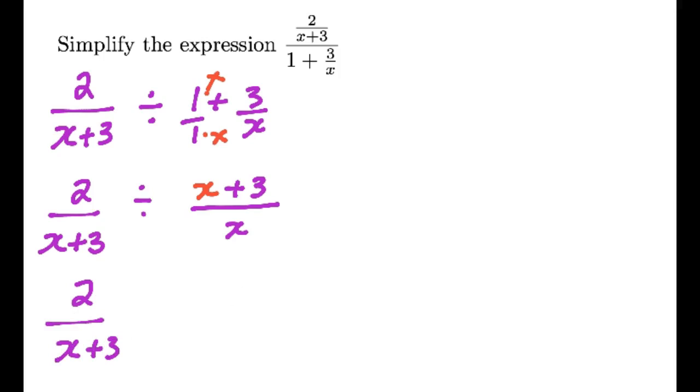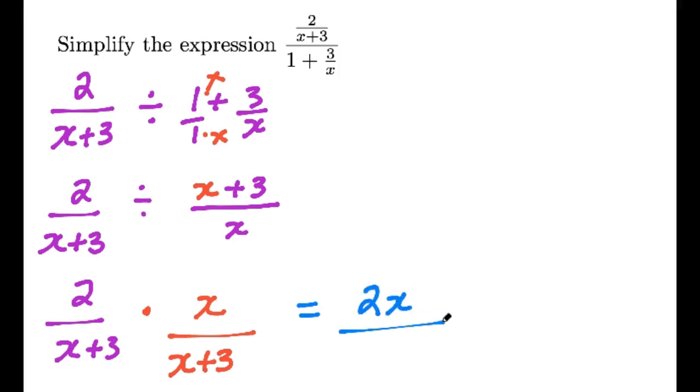I'm going to change to multiplication, and that means I have to flip my fraction, my rational expression. So it's x in the numerator over x plus 3 in the denominator. So what I do now is just multiply straight across, because I can't simplify going vertically and I can't simplify going diagonally. So I get 2 times x, which is 2x, all divided by x plus 3 times x plus 3, which is x plus 3 squared.